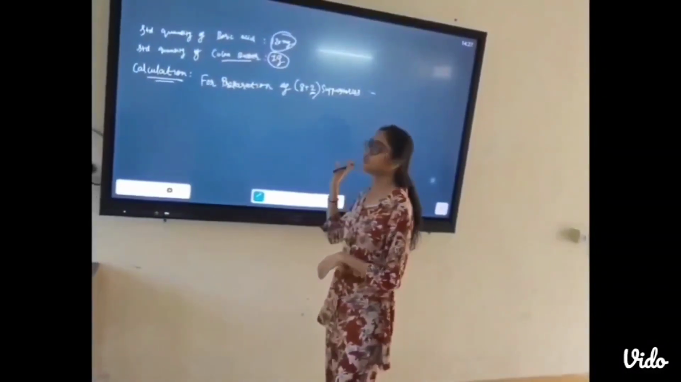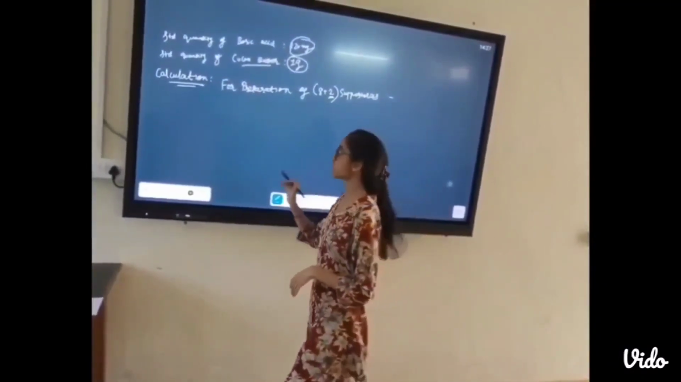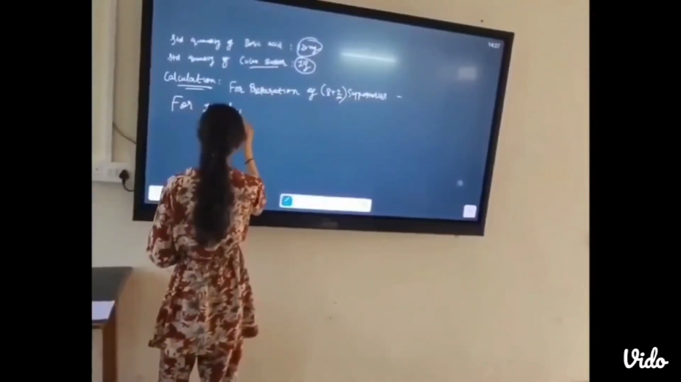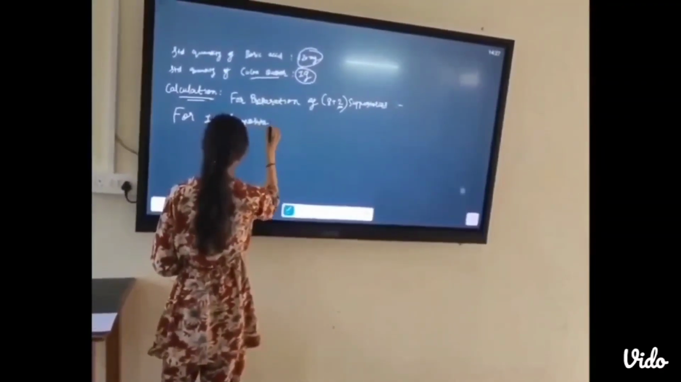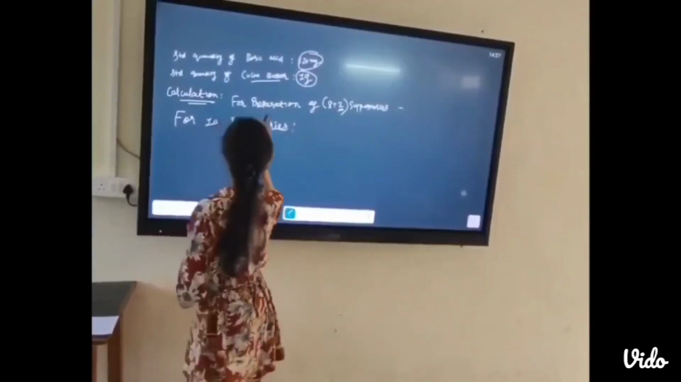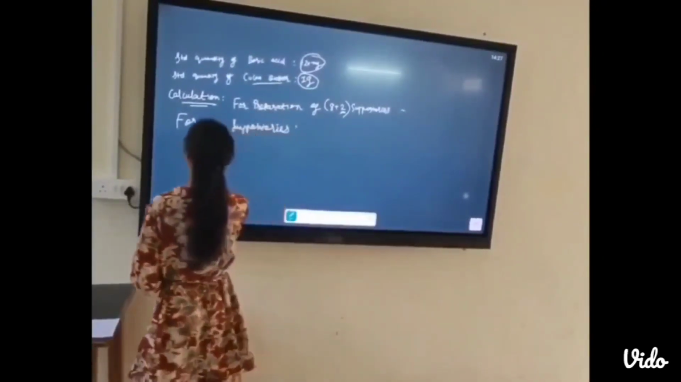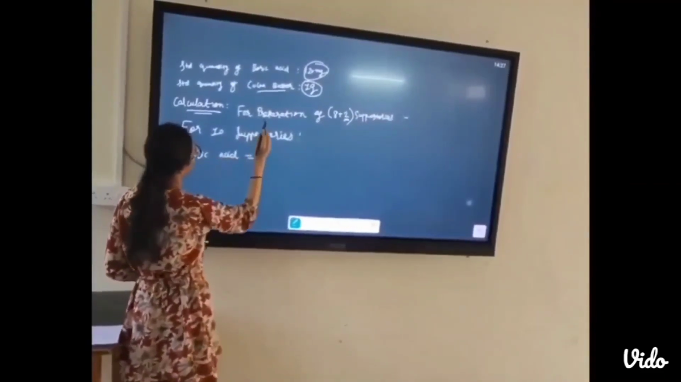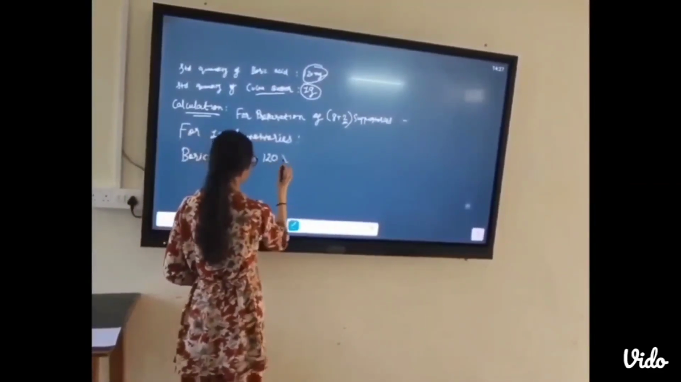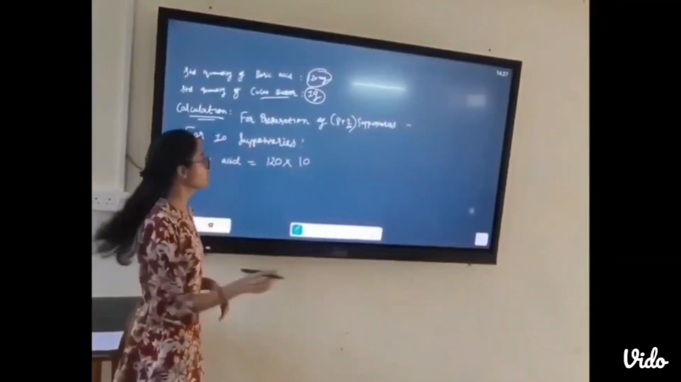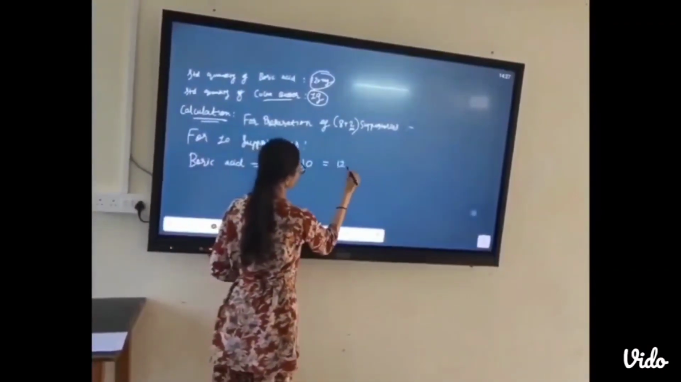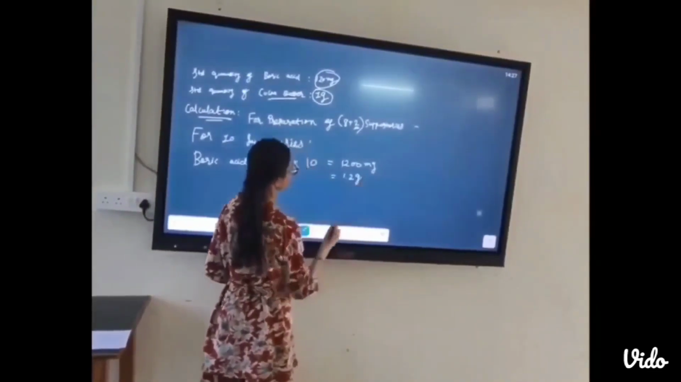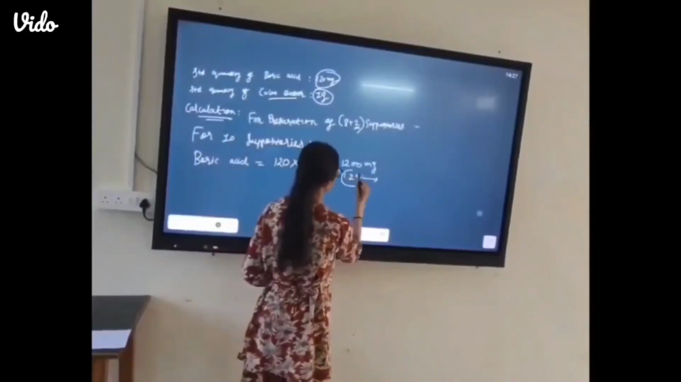We will calculate according to 10 suppositories. For 10 suppositories, we have already been given the standard formula. For boric acid, we have 120 mg. We want to make 10 suppositories, so we do 120 into 10, which is 1200 mg, which is 1.2 grams. So here we got the working formula: 1.2 grams.